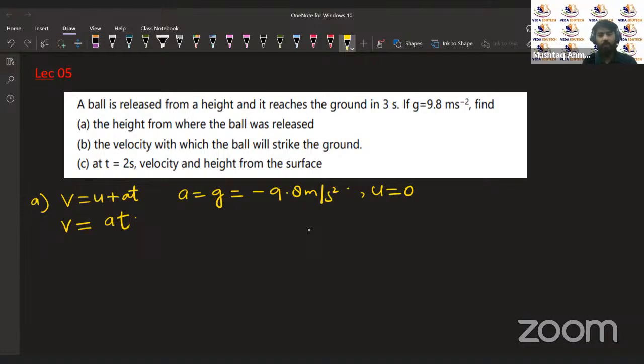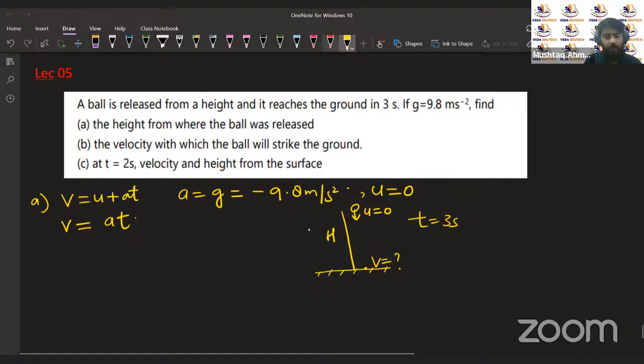So we have to calculate the height from where the ball was released. Let's suppose this is the ground here, and this is the height h from which this ball was released. The ball was released with speed u equal to 0, and it strikes the ground with some speed v. The time taken by this ball is equal to 3 seconds. So the displacement of this ball is equal to the height of this tower.